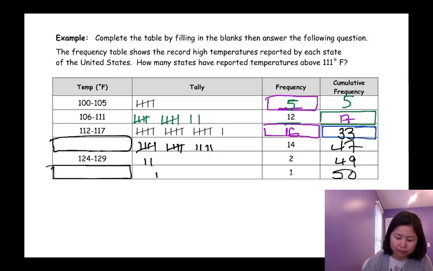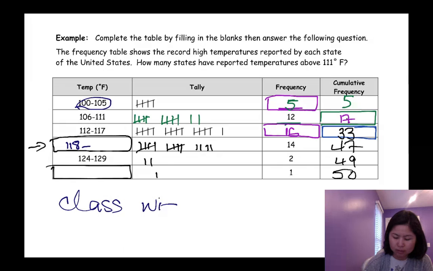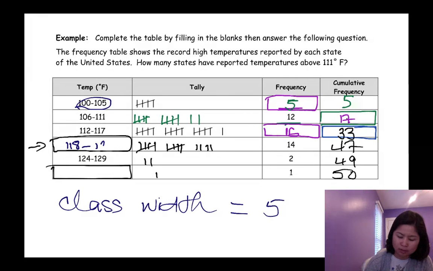What should I put in my first box right here, the black box that I have right here? How do I know what values to start off with? Okay, some of you said 118. 118 is good, to 123. Because I know the width is the class width. If you look over here between 100 and 105, the class width is 5. So I know this 117 is on, start with 118 plus 5 gives me 123. So that's good. Perfect. Thank you.